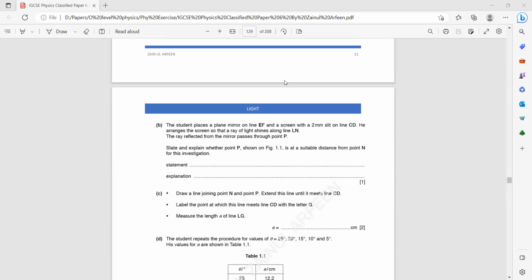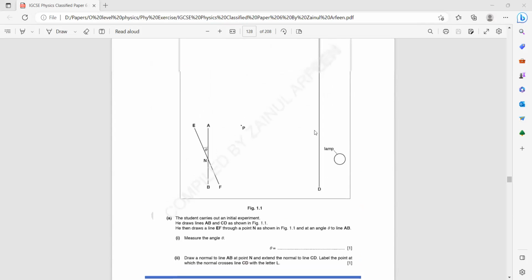There are two ways we are doing an experiment. One is an optical pin method, another one is a ray box. In a ray box method, we don't have pins. In a ray box method, we just mark the points on the ray of light in a dark room. And in an optical pin method, we place a pin. So this is a ray box method, not an optical pin. That's why this P is not a pin. This is just a point which we mark.